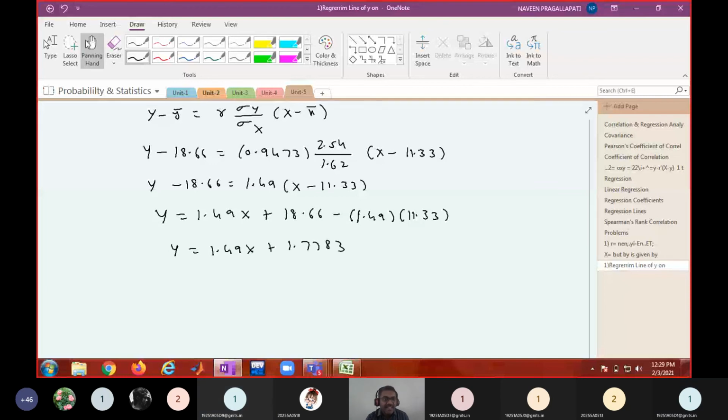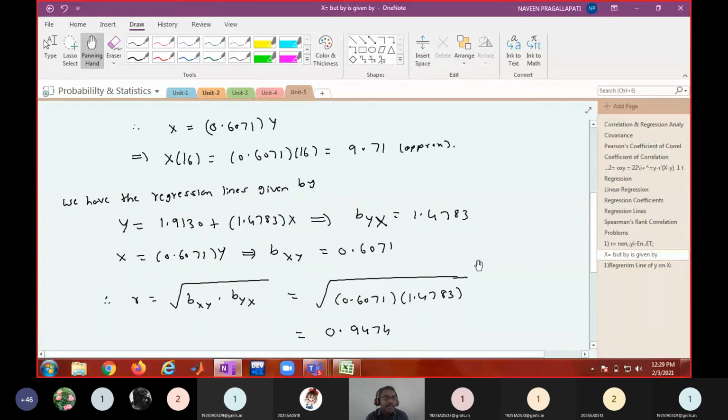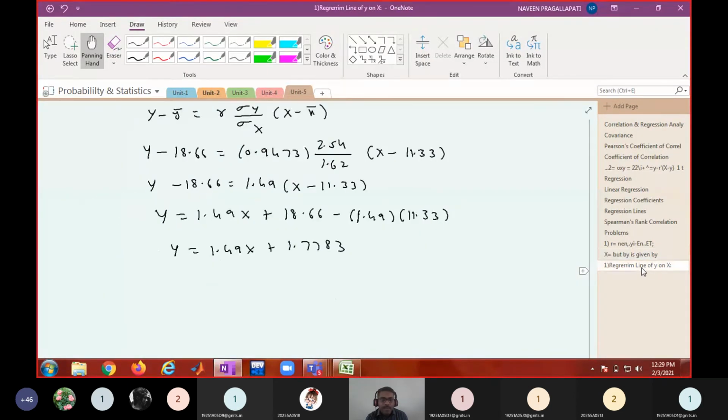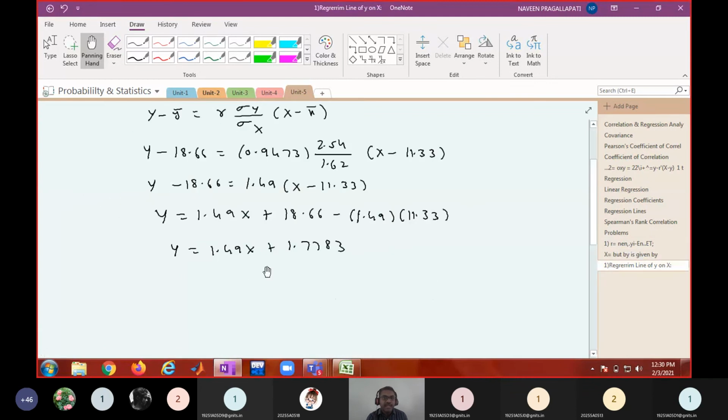Let us see what is y. Y equals 1.49x, did we get it in a similar way? 1.49, and the constant is 1.9130. So there is a slight change, because we rounded the values to 2 decimals. Here you are getting the constant as 1.9130, but there you are getting 1.7783. I think this is correct.